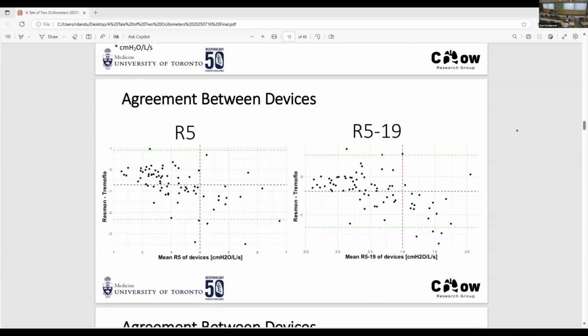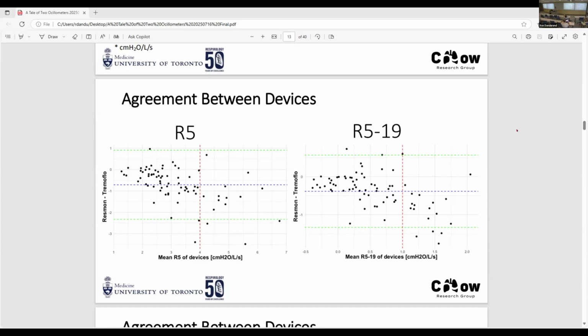Bland-Altman plots are generated with the Resmon value minus the TremoFlow value on the y-axis and the mean parameter value of the devices on the x-axis. For the R5 parameter, the limits of agreement are shown in green, which are quite wide, and the bias is shown in blue, which is below 0, indicating that the Resmon device finds lower values than the TremoFlow device. After a mean R5 value of 4 centimeters H2O per liter per second, there's a downward trend away from 0, indicating that as resistance increases, the agreement between the devices decreases.